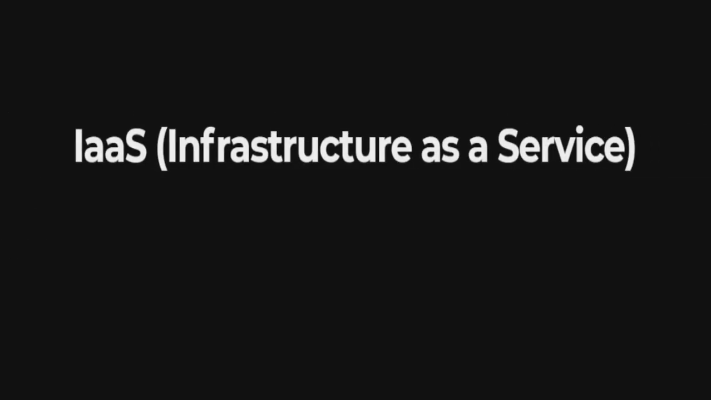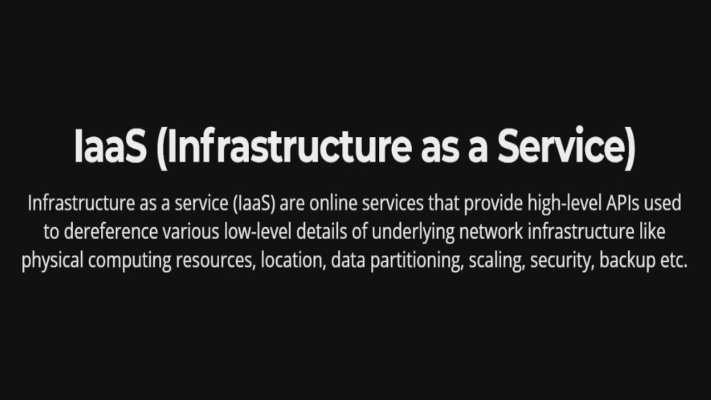IaaS, Infrastructure as a Service. Infrastructure as a Service, IaaS, are online services that provide high-level APIs used to dereference various low-level details of underlying network infrastructure like physical computing resources, location, data partitioning, scaling, security, backup, etc.